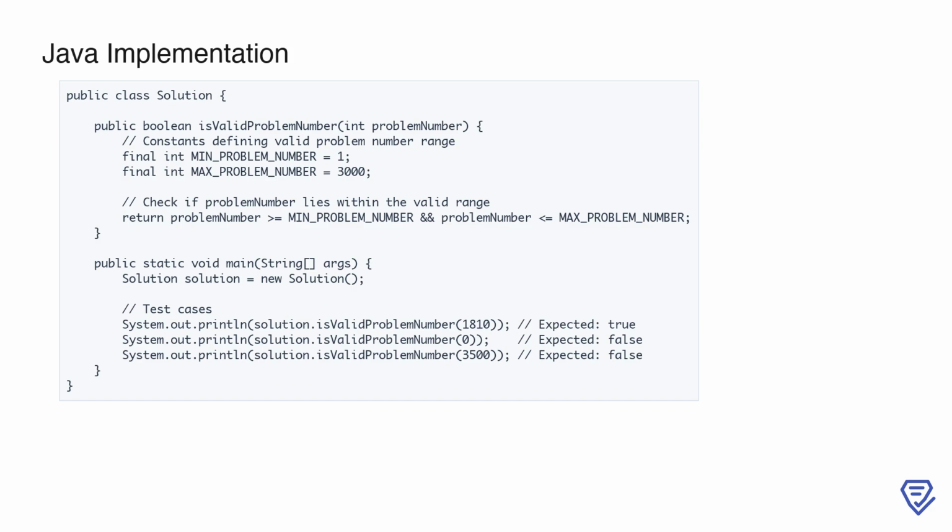The method isValid(problemNumber) checks if the provided problem number falls within the valid range of 1 to 3000. The main method demonstrates its usage with several test cases. Key differences include type declarations for variables, the use of final for constants, and Java's System.out.println for output.